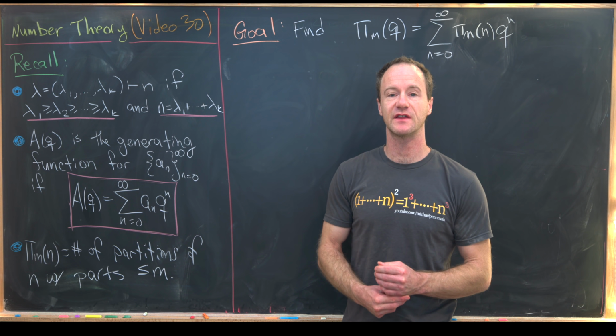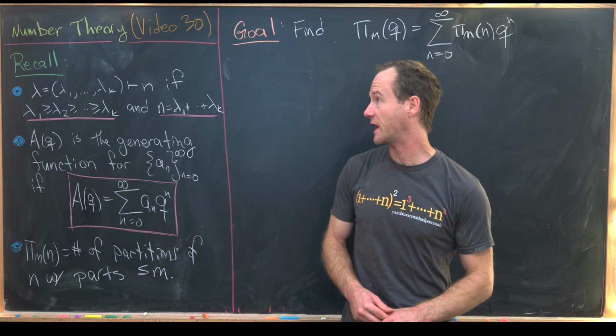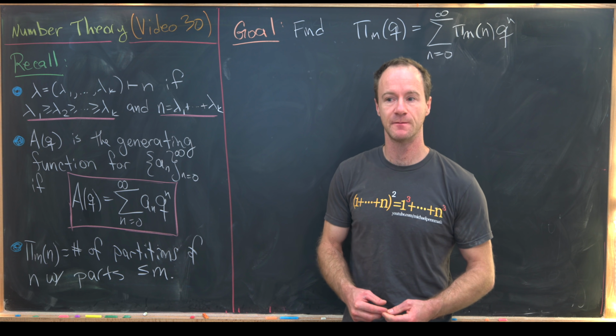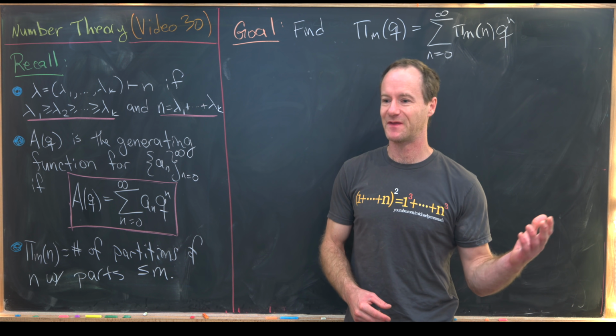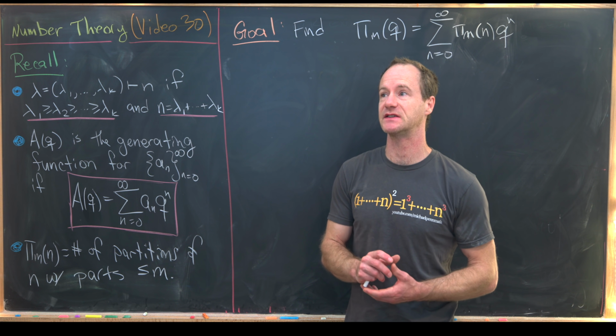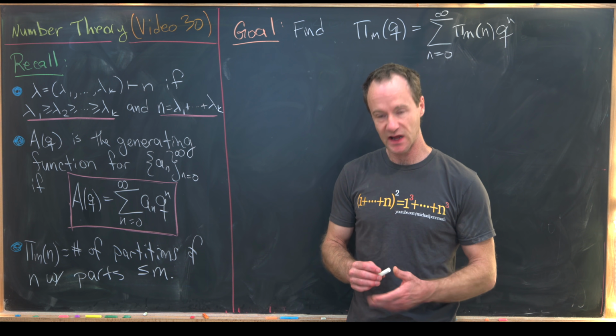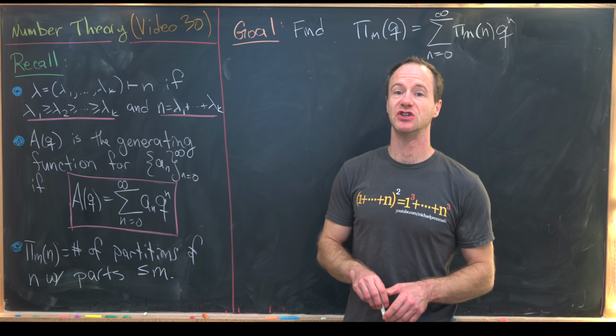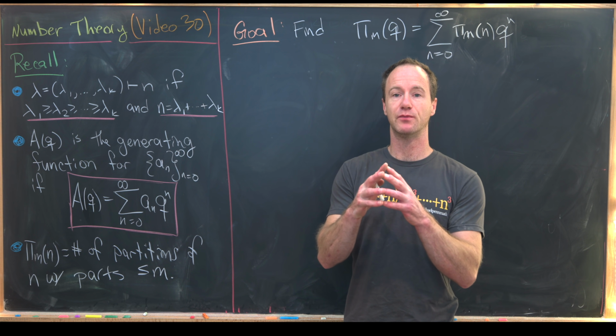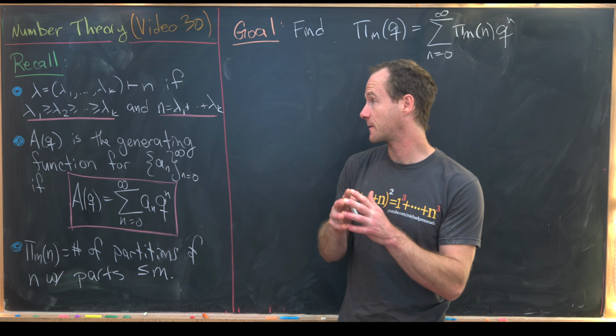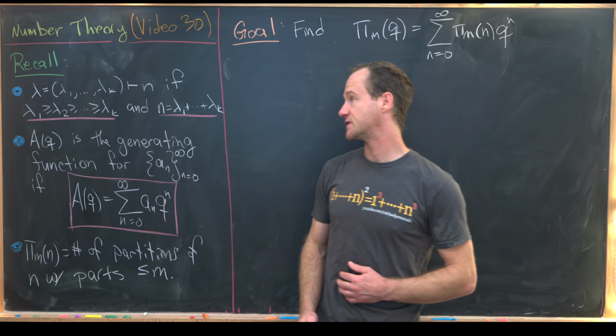This is the 30th video in a series that I'm making to support a course in elementary number theory. We just got done talking about the definitions and some basic examples of integer partitions, and then we did a brief stint on generating functions, and now we're going to push these two ideas together. So let's recall some definitions first.